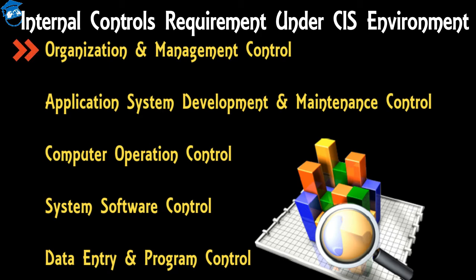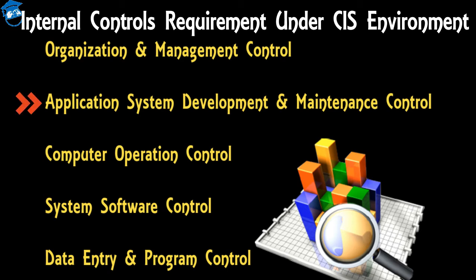Number one comes in as the organizational and management control. Controls are basically designed to establish an organizational framework for all the CIS activities that are going on. So you need to have those policies, those procedures, all these things relating to your control functions, and you need appropriate segregation of incompatible functions. This is covered under organizational and management control.